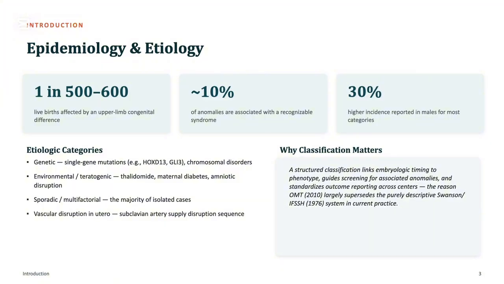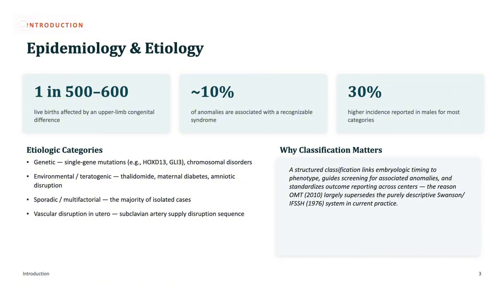To determine the extent of the problem, we should know that congenital hand anomalies occur in one in 500 or 600 live births, and this is a very large percentage. About 10% or less are anomalies associated with syndromes in other parts of the body, and there is a higher incidence in males.